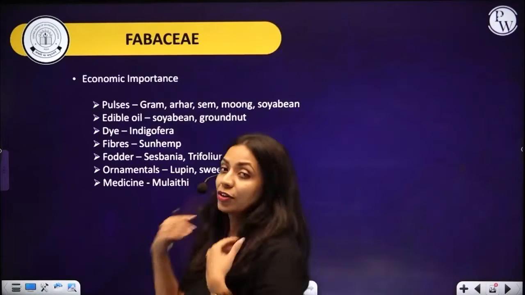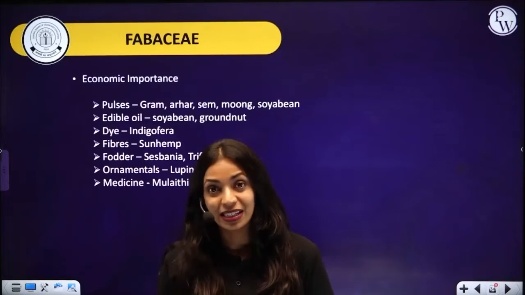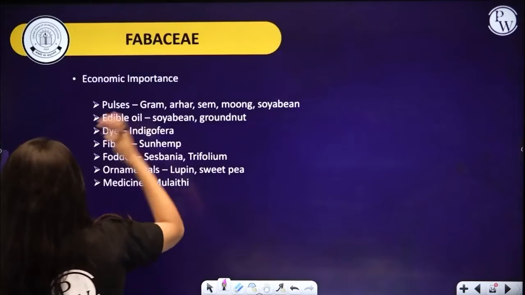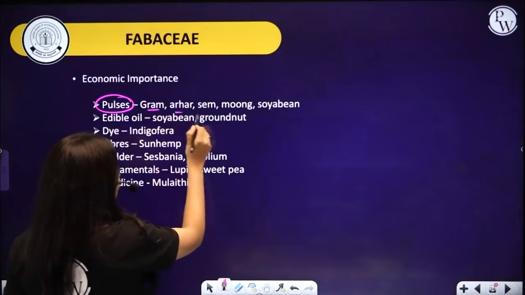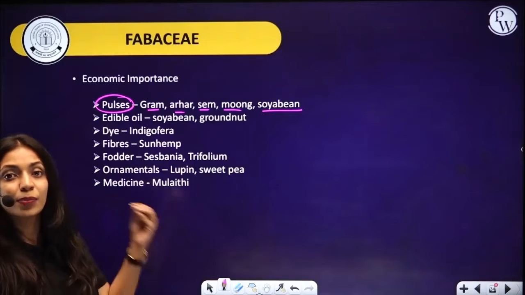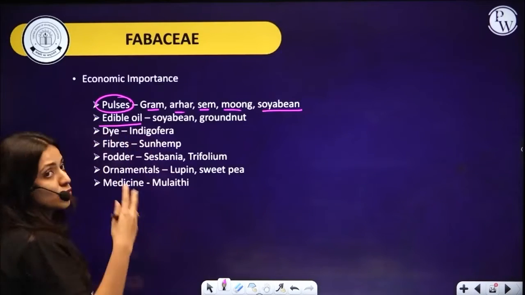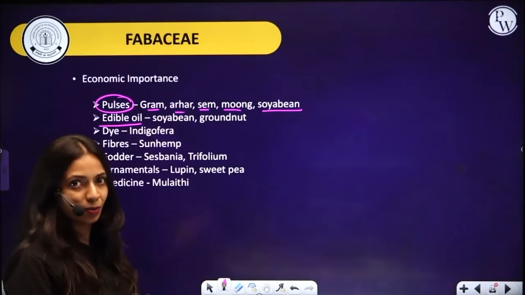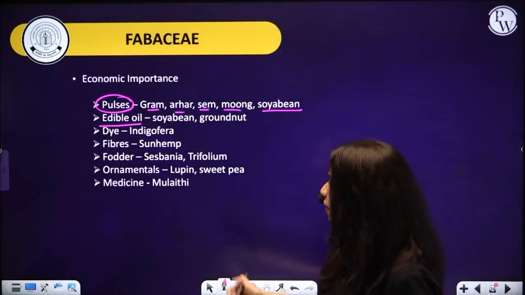Now let's talk about the economic importance of Fabaceae. It's a very economically important family, commercially very important, because this family includes plants that produce pulses such as gram, arhar, soybean. All of these plants belong to Fabaceae family or pea family. They are also the source of edible oils such as soybean and groundnut oil. You may have seen your parents regularly use that while cooking.